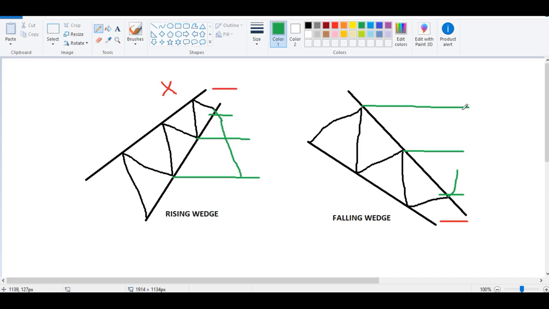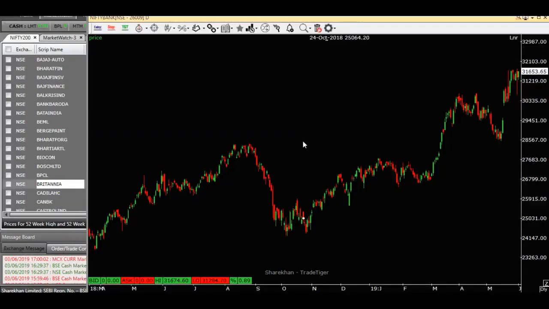Now generally in a wedge, the targets will be achieved very, very quickly, because these are very strong reversal patterns. So whenever you see a wedge pattern, do play it, because they are very, very effective patterns, especially for trend reversal. So let's look at a few examples.